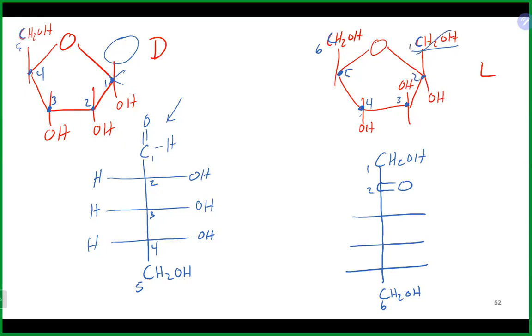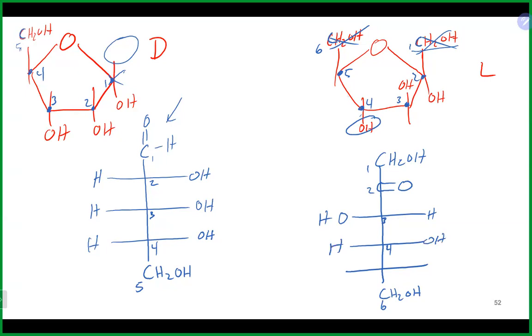So we've already taken care of 1. We've already taken care of 6. We're going to go to carbon number 3, I'm sorry. And carbon number 3 is up, which means it originally was on the left. So that would be carbon number 3 there. Then we go to carbon number 4, where our OH is down, which means it was on the right there.